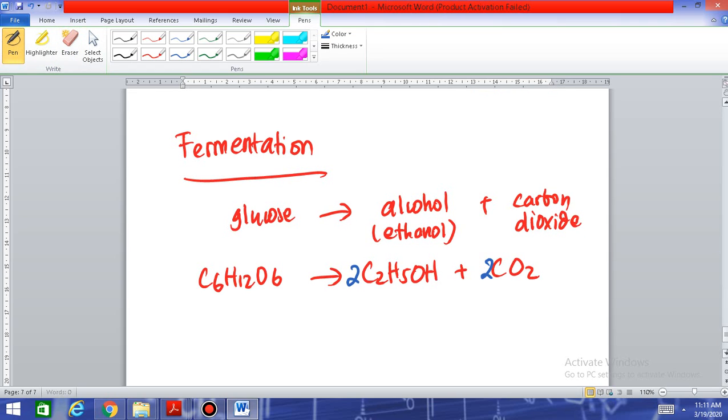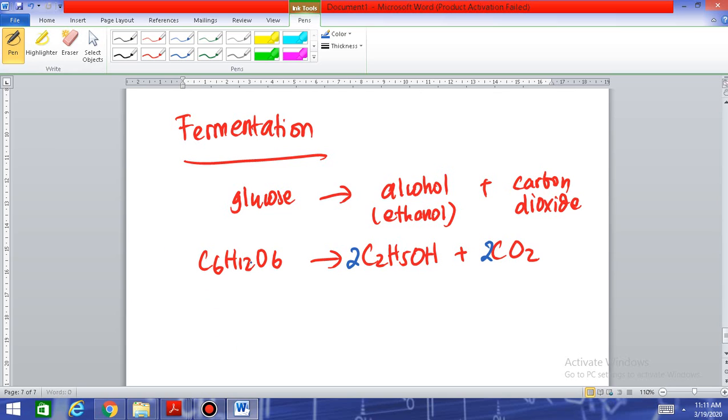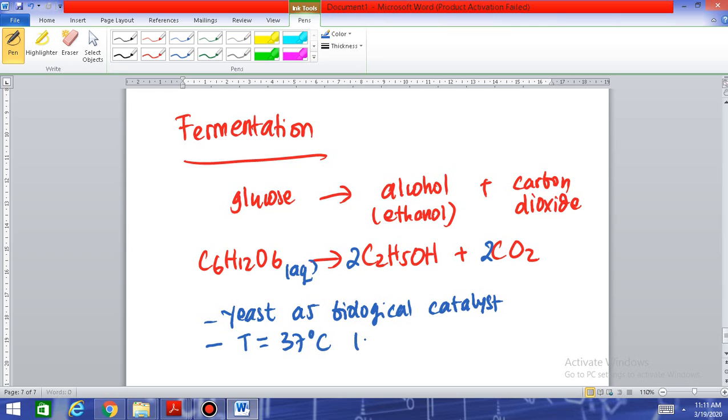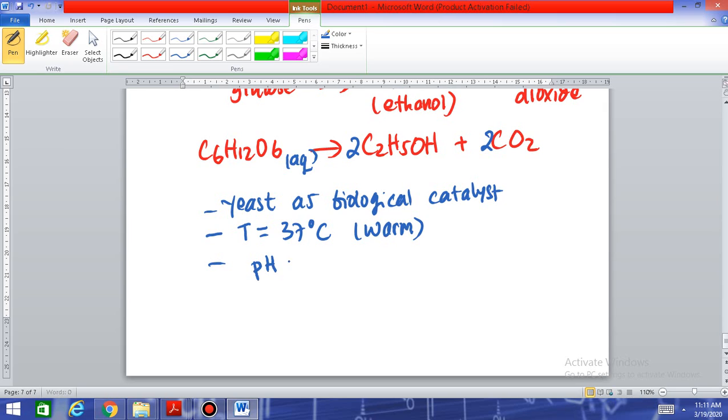Okay, next. Reagent and conditions needed. The glucose used must be an aqueous solution. And then we use yeast as biological catalyst. It produces enzyme as biological catalyst. And then the temperature must be warm, about 37 Celsius degrees.